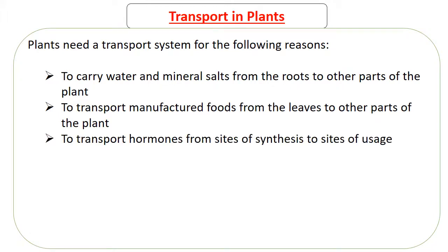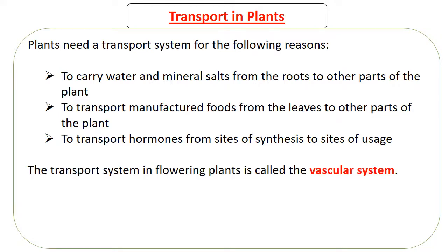Third, to transport hormones from sites of synthesis to sites of usage. So plants also have hormones. So once hormones have been made, they're supposed to be taken where they're supposed to be used. So the transport system in plants is called the vascular system. So this is made up of two types of tissues that we already know, that is the phloem and the xylem tissue. But there's also a third tissue which is closely associated with these two, called the cambium.